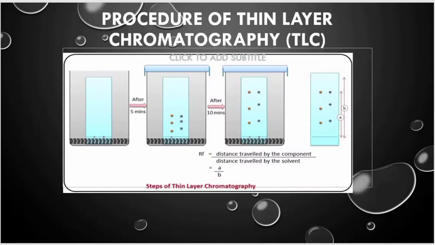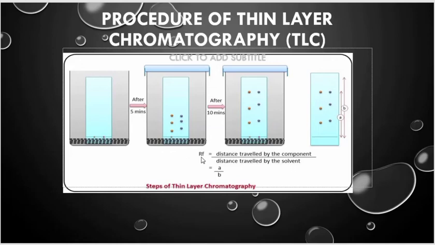In this picture, you can see the steps of thin layer chromatography, or the procedure of thin layer chromatography. As you can see, first we have our chromatographic tank, our solvent, and our TLC plate. This is our baseline. After 5 minutes it starts traveling, and after 10 minutes it is completed. In this we can say that this one is our A, this one is our B. A is referred to as the traveled component, and B is referred to as the solvent front of our sample.